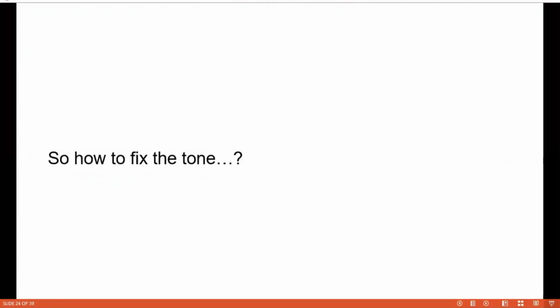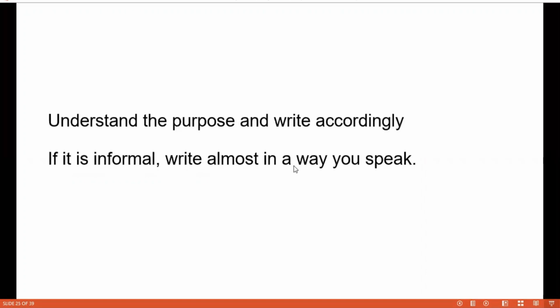So next, we will talk about how to fix the tone. We understood the problem, yes, that's the first step. Understanding the problem is the base. And once you know the problem, then let's fix it. So let's understand how to fix the tone. It's very simple. Understand the purpose and write accordingly.